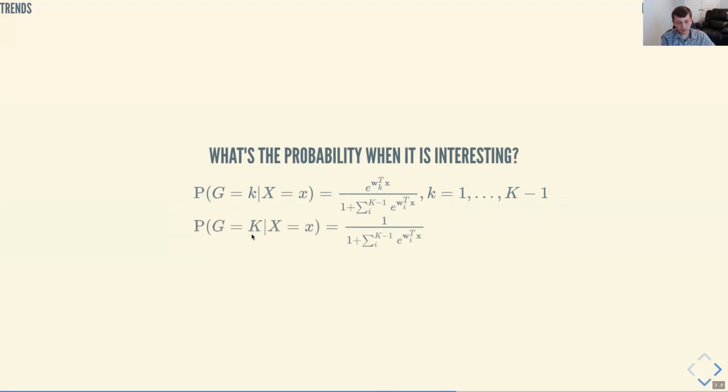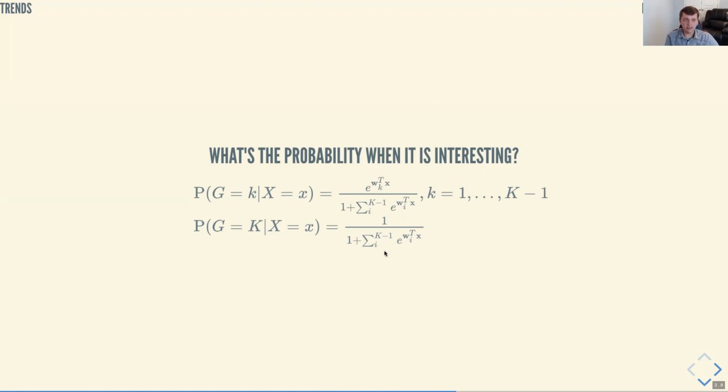For probability of class K, we model e to the w transpose x as 1, or assign rather. That was our decision. This one and this one and this one are the same. We're just saying the unnormalized value for class K, which we excluded from the rest, is 1. The normalization will take care of it.